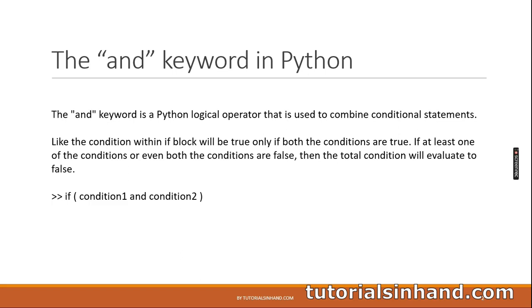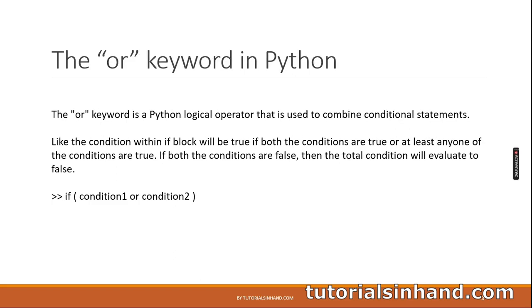Okay, let's proceed. The OR keyword in Python. The OR keyword is a Python logical operator that is used to combine conditional statements. As you can understand, it is similar to AND, but the logic is slightly different. The condition within if block will be true if both the conditions are true or at least any one of the conditions is true. If both the conditions are false, then the total condition will evaluate to false.